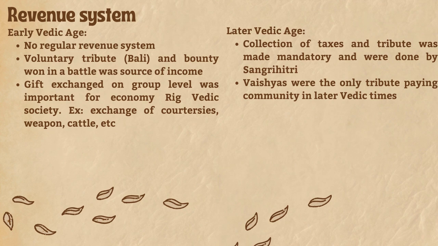Example, exchange of courtesies, weapons, cattle, while in the later Vedic age, collection of taxes and tribute was made mandatory and was done by the Sangrihitri. Vaishyas were the only tribute-paying community in later Vedic times.